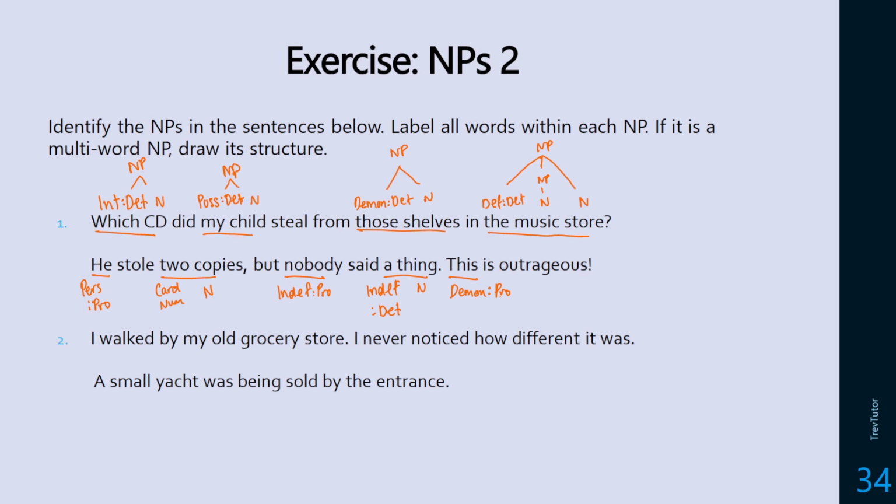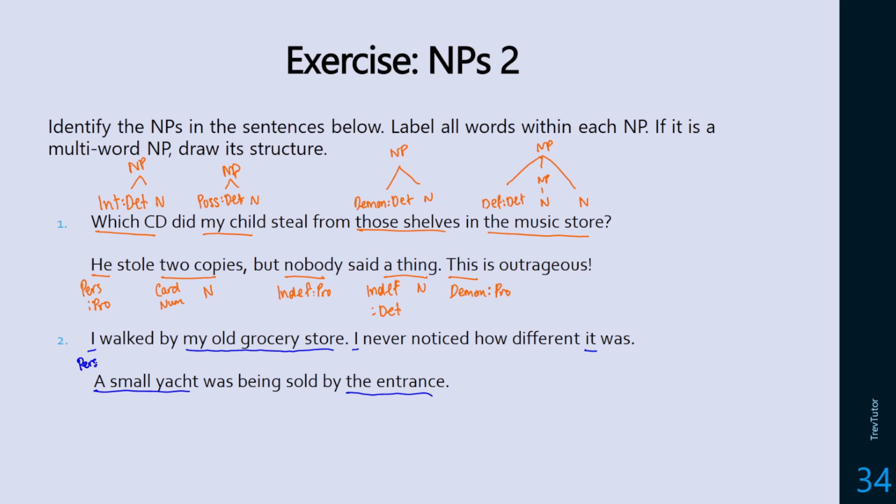So I could have built the structures on the bottom, but I figured from the top you would understand that by now. So now, in terms of question 2, we have my old grocery store. I again, how different it was. A small yacht was being sold by the entrance. So these are some more noun phrases here, 3, 4, 5, 6 in the second set.